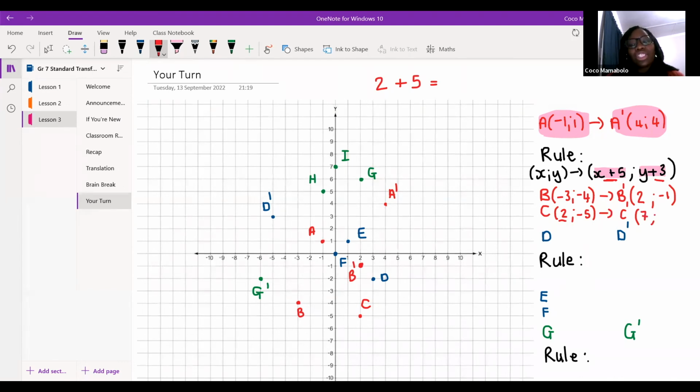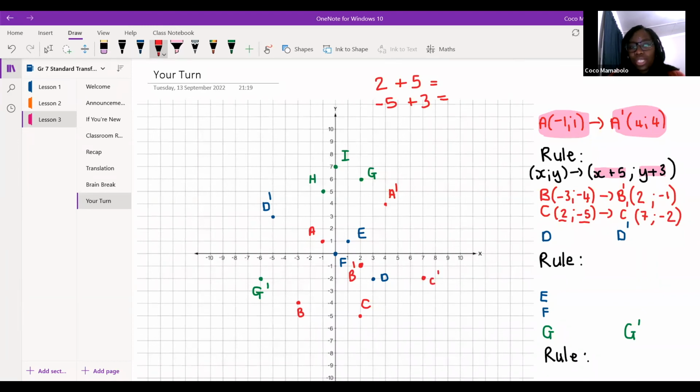Good. And then I need to take my y value. That's minus 5. And I need to add 3. So what is minus 5 plus 3, guys? Excellent, Pusha Konke. Minus 5 plus 3 is minus 2, and that is why C prime is 7 and minus 2. Shoni, be careful. It's negative 2. Okay. So our C prime is now at 7 and minus 2. There it is. There's C prime.